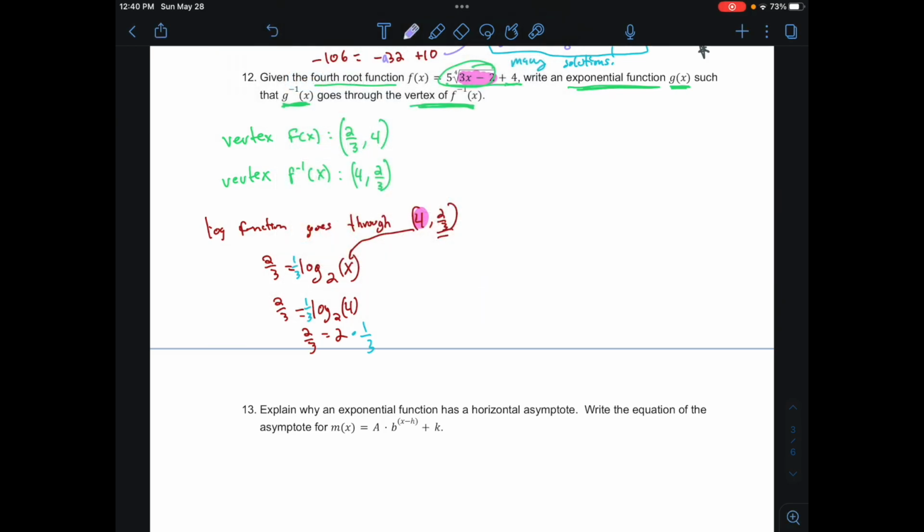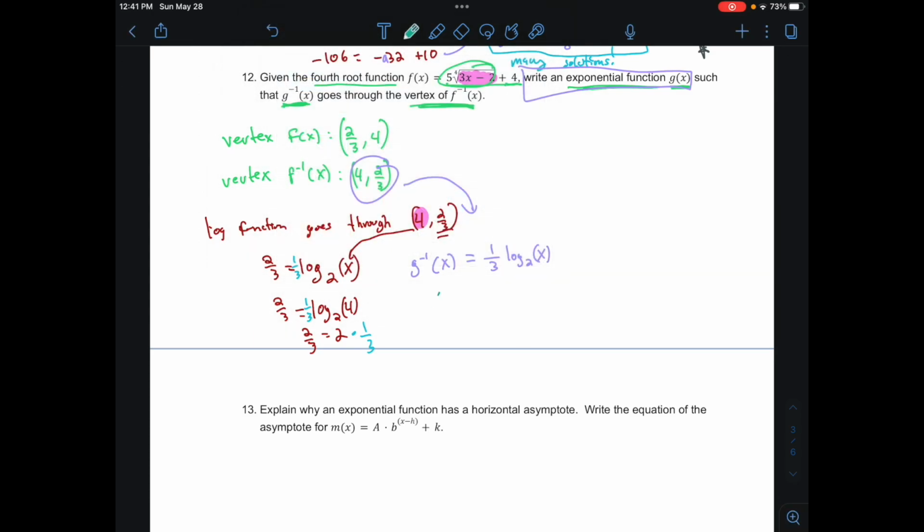So if I had 1/3 all along, then I would have gotten 2/3. So if my function was g inverse x equals 1/3 log base 2 of x, well, that meets the criteria. This function g inverse x goes through the vertex of f inverse x, right? When I plug in 4 here, I get out 2/3 here, and we're happy. My instructions were to write g of x, though. So now I need to take g inverse x and invert it to get g of x. So I'll go through that algebra.